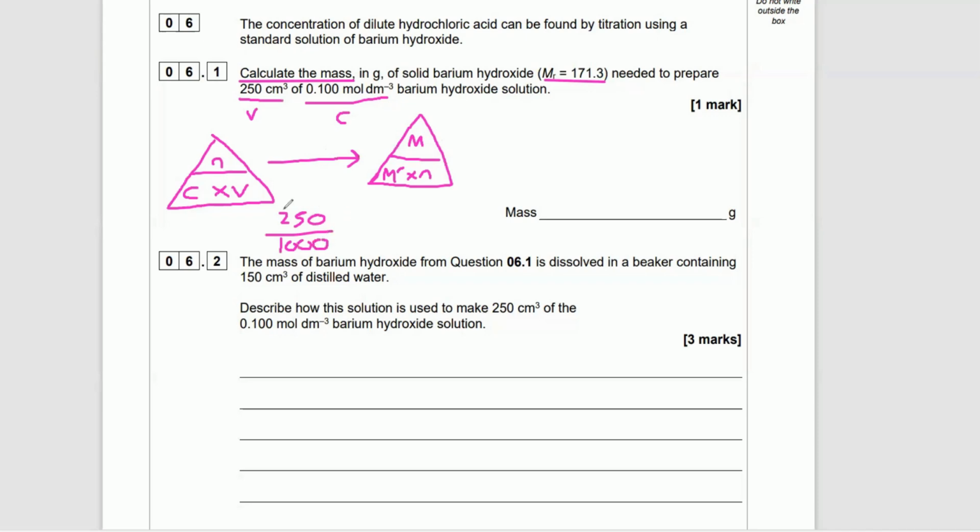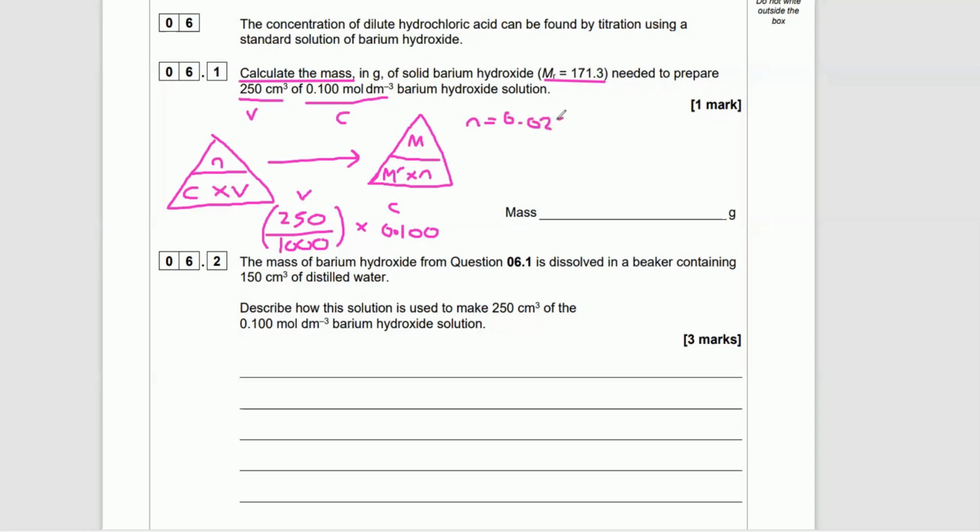Don't forget, when you get cm³, you need to divide by 1,000 to put into dm³. So we're going to do 250 divided by 1,000. We're going to multiply that by 0.1, and that's going to give us our number of moles, which is lowercase n. We're then going to multiply our number of moles by the MR, which is 171.3, and that's going to give us our mass in grams.